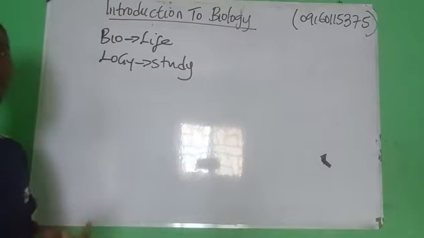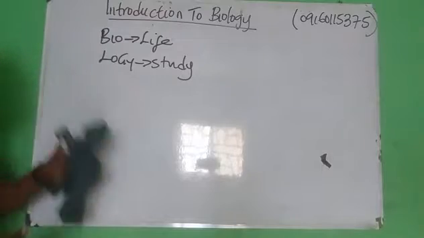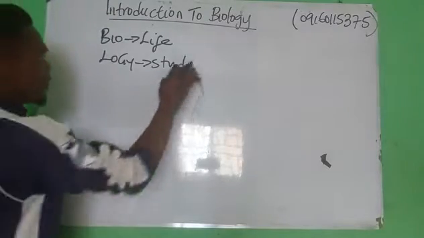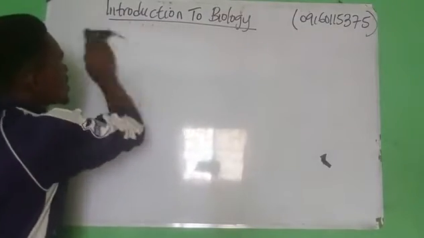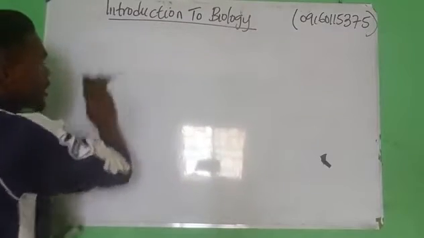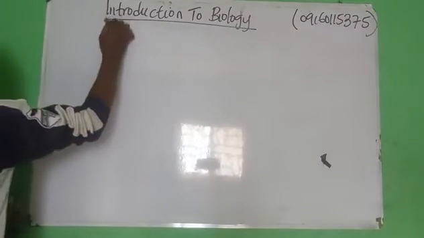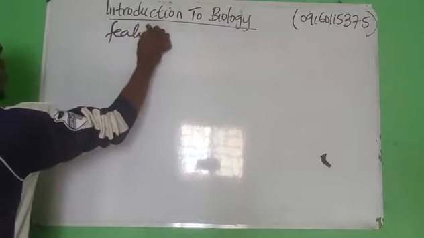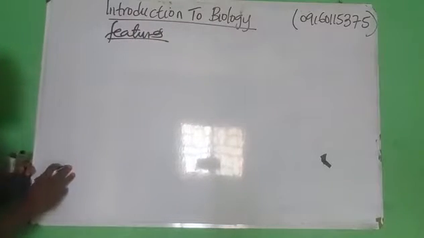Now, what are living things? Living things are those things that have life in them. Alright, living things are those things that have life in them. The next one is the features of living things. What are the features of living things?